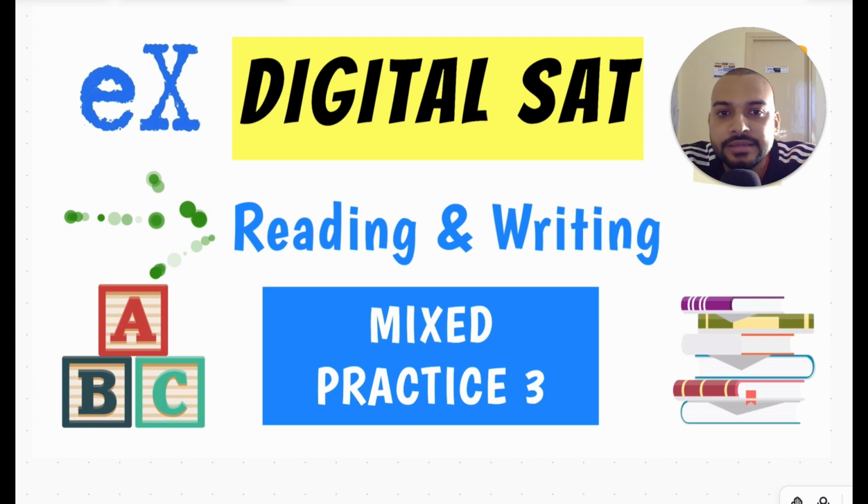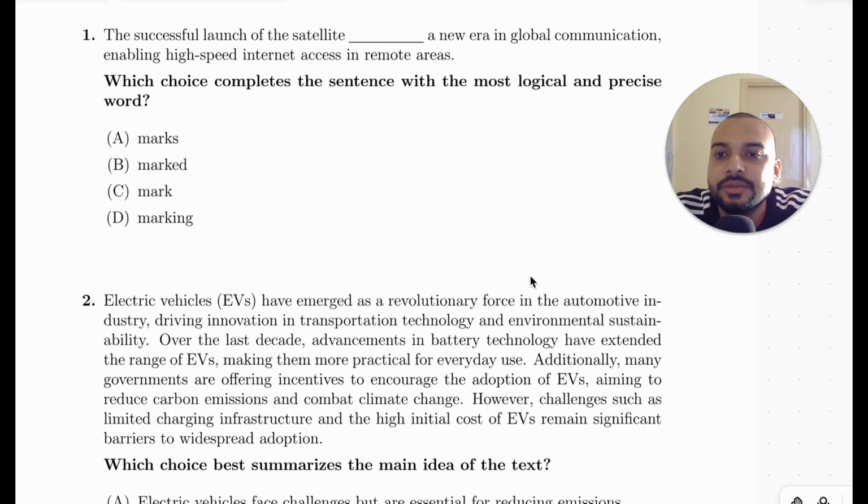Okay, so let's begin. Today again we're going to try a mixed practice worksheet, so that means mixed difficulty levels and mixed topics. And let's go. Okay, question number 1. Let's read the instruction first. Which choice completes the sentence with the most logical and precise word? Okay, so there's a blank, we need to fill it with the most logical and precise word. Let's look at the idea before the blank and the one after.